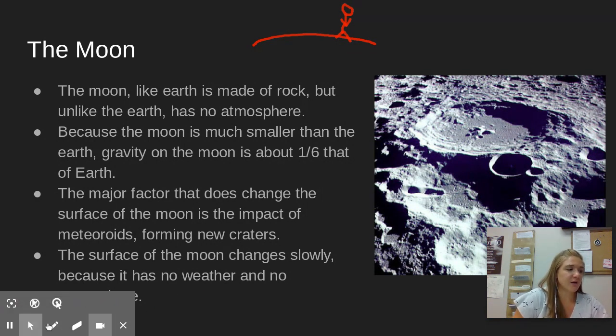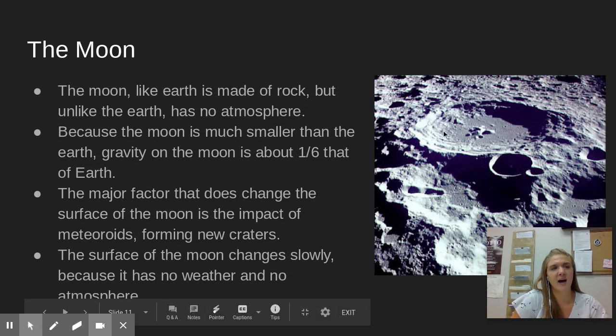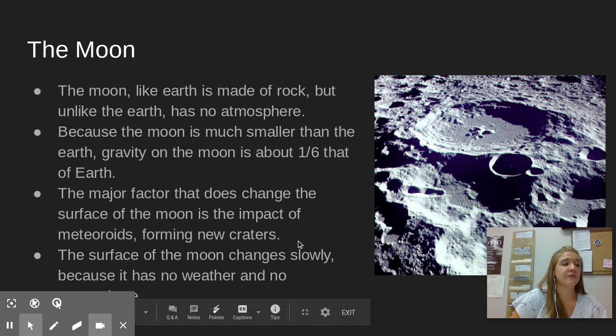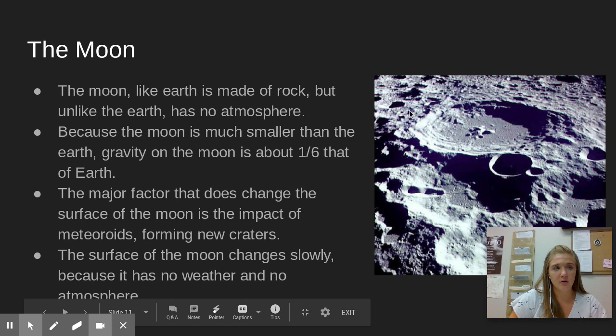The only major factor that can change the surface of the moon is the impact of meteoroids that form new craters. If you look in the picture over here on the right, you see there's lots of valleys or holes. It almost looks like divots, big indents in the moon's surface. So the moon's surface can change, but only when something hits it. It doesn't have rainstorms or earthquakes or volcanoes or things that can come and change the surface like we do on the Earth. The only way the moon can change is if something were to hit it or impact its surface in some way. The surface of the moon changes very slowly because it has no weather and no atmosphere.